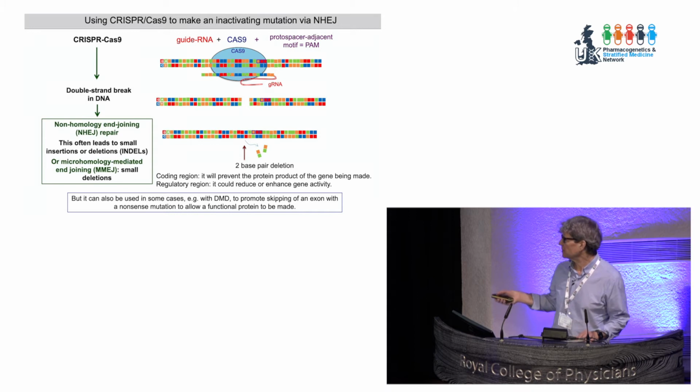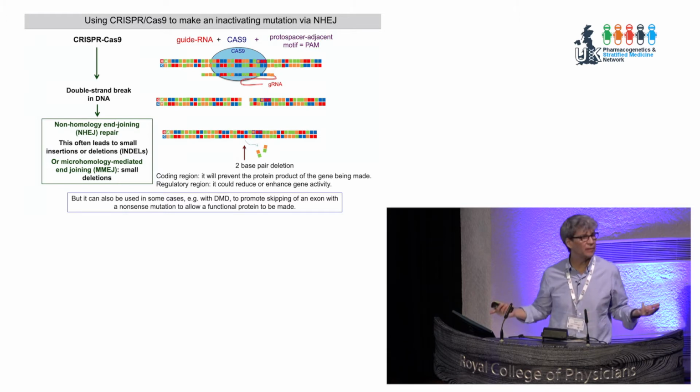It can also, of course, be useful for certain types of gene therapy. For example, in Duchenne muscular dystrophy, it's proposed to use this method to promote exon skipping. So you skip the exon where the mutation is, but enough of the protein can still be made to give you a functional protein and relatively normal muscle function.